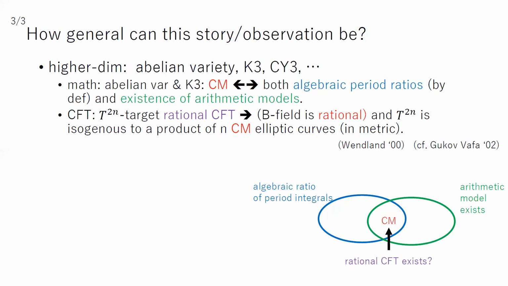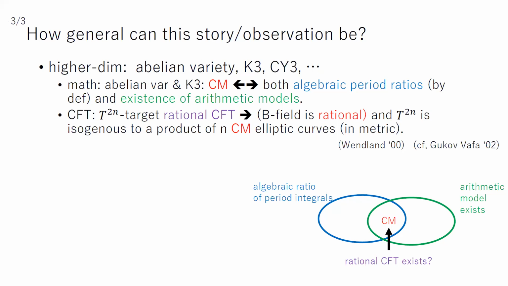If the even dimensional torus target space is given by the rational CFT in string theory, then the B field is rational. And also, when we focus on the metric, there is a finite cover by a product of CM elliptic curves to the two-dimensional torus, the even dimensional torus. That is in a paper by Katrin Wendland in 2000.